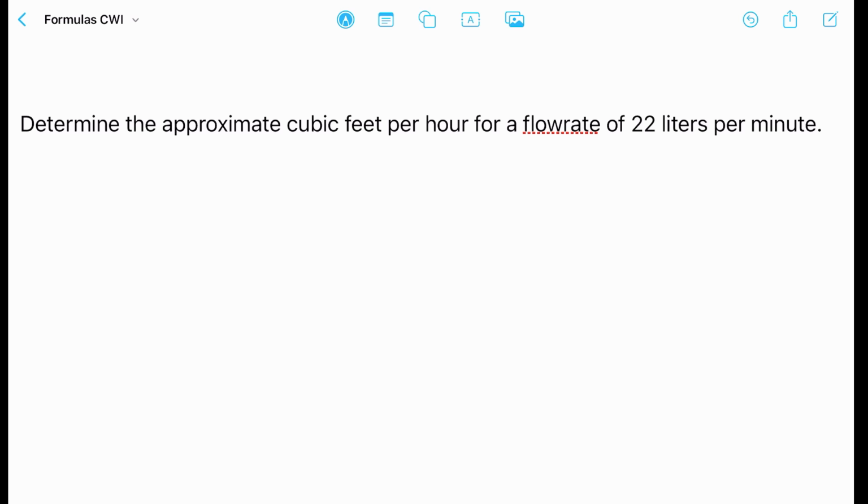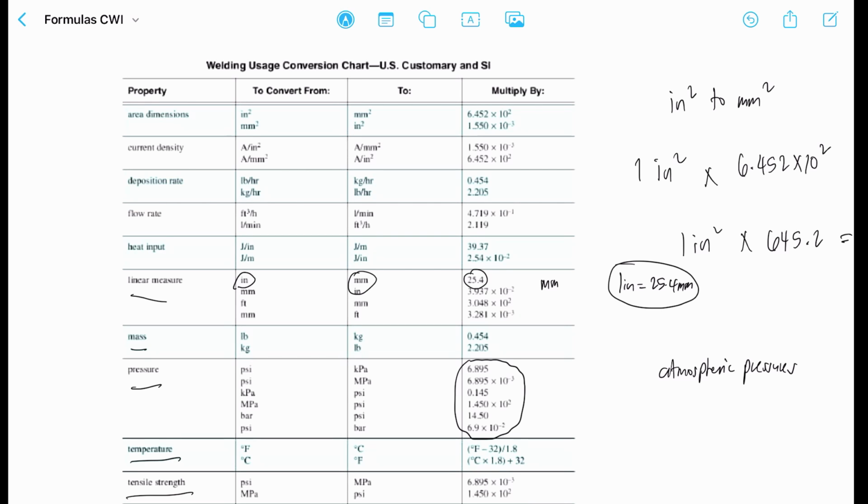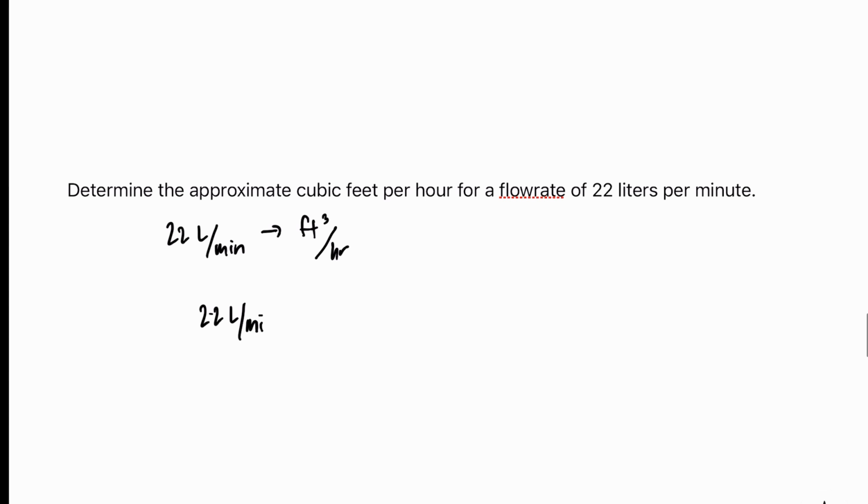How about the conversion of cubic feet per hour to liters per minute, or vice versa? This is a measure of volume flow rate. So 22 liters per minute, you need to convert it to cubic feet per hour. Using the chart here, you need to multiply the value of liters per minute by 2.119. 22 liters per minute times 2.119 will give you the value in cubic feet per hour. So 22 times 2.119 will give you 46.62 cubic feet per hour.